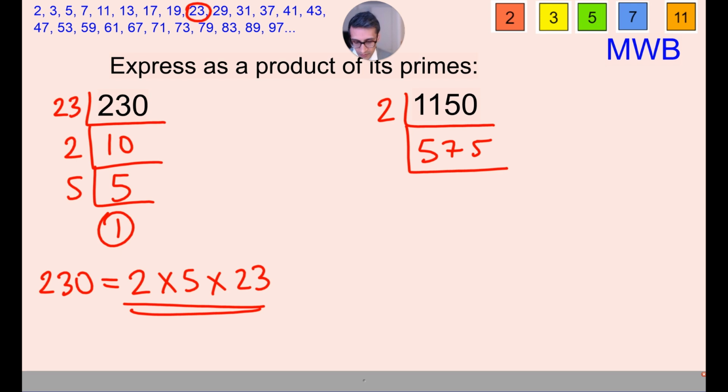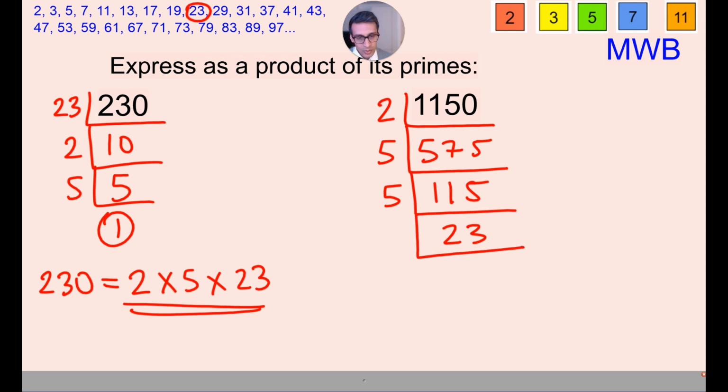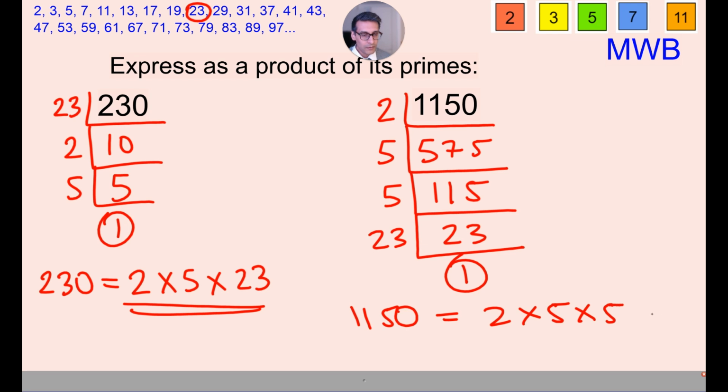So 575 divided by 5, you can work that out on the side. You're going to get 115. And we're going to divide by 5 again. So 115 divided by 5. Well, there's 25s in 100, and then there's another 3, so it's going to be 23. And actually the previous example reminds us that 23 is a prime number, so we're left with 1. Now the final answer has to be written clearly. 1150 is equal to 2 times 5 times 5 times 23.